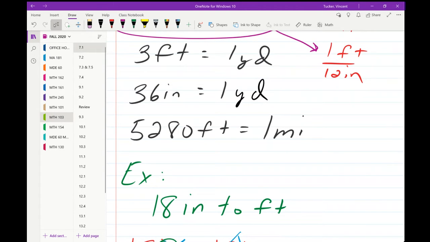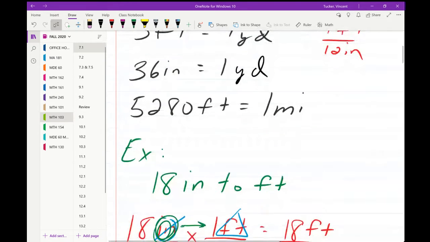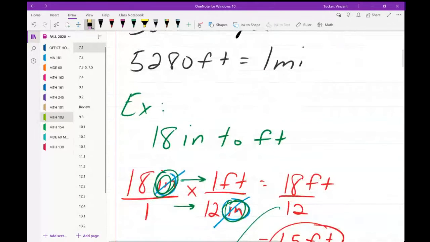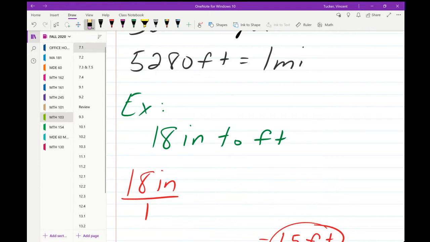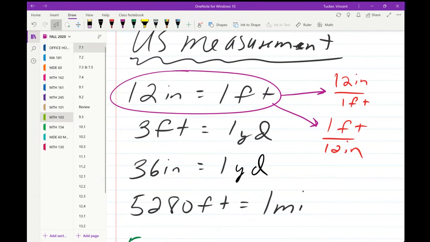All right. So the first one is 18 inches, and we want to convert it to feet. Let me erase some of this stuff so we can walk through it. So we're starting off with 18 inches, and you can write 18 over 1 to set it up as a fraction. Now, the relationship that we're looking for is what gives us the relationship between inches and feet. And we just finished talking about that one, which is 12 inches equal to 1 foot.